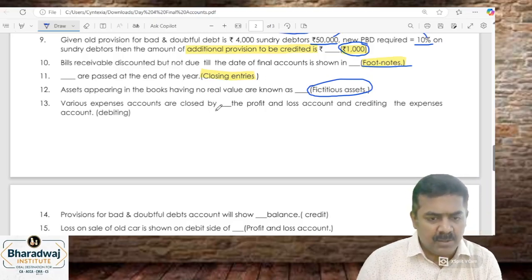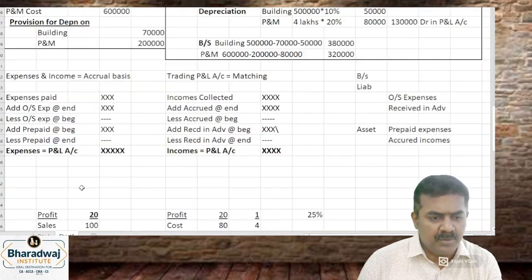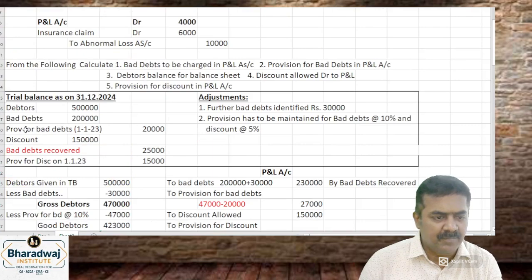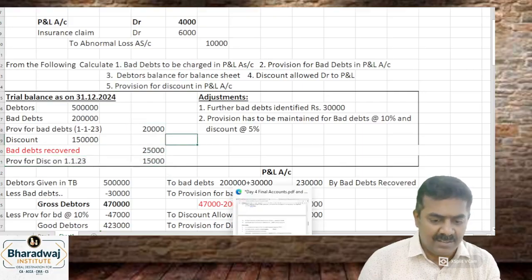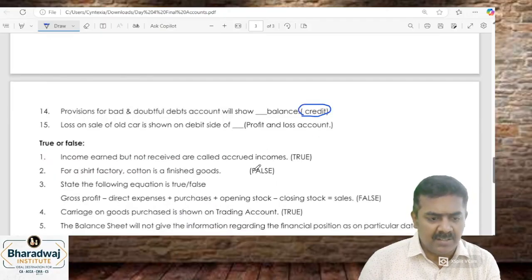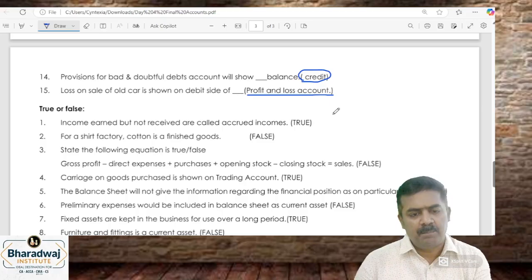Various expense accounts are closed by debiting the P&L account. Provision for doubtful debts will show which balance in the trial balance? Provision for bad debts, provision for discount, all provisions show a credit balance. Loss on sale of old car is debited to which account? The P&L account.